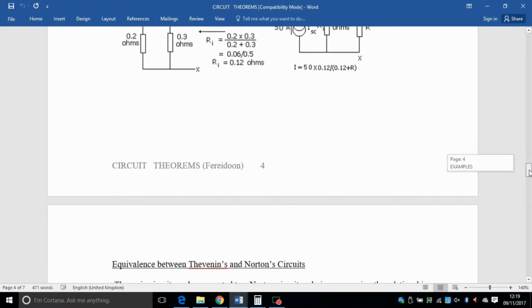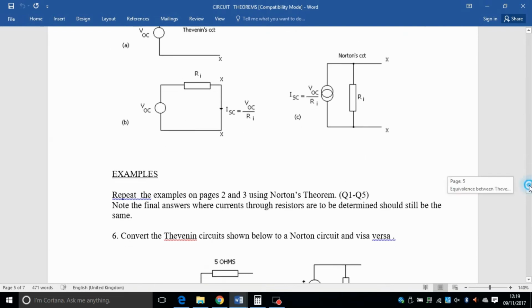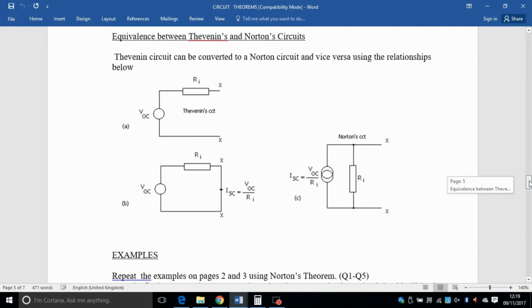Right, again, I have more questions here for you to go through for your own practice. But before that, I should say that there is a way to convert from Thevenin's circuit to Norton's circuit. So if you have been given a Thevenin's equivalent circuit, or you have already found it, and you want to find the Norton's equivalent circuit, it's very easy. You've already got Ri, so Ri stays the same. This is your equivalent Thevenin, and this is your equivalent Norton.